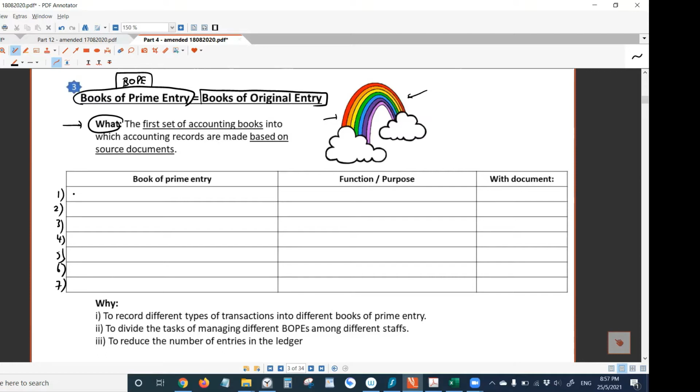Number 1, write down: sales journal. Synonym is sales table. Second one, right? Okay, write along with me. Don't wait for me to finish, then only you write. Sales return journal, known as sales return daybook. Synonym.